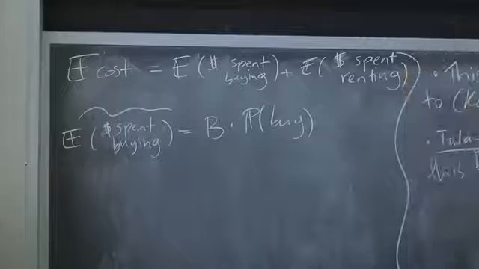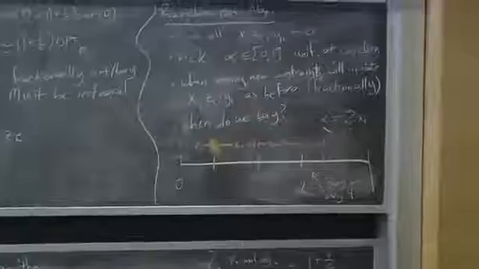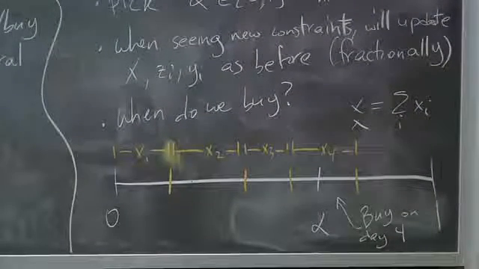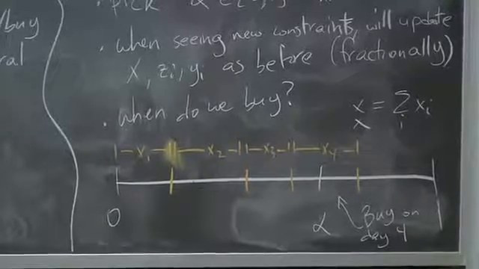And what's the probability that I buy? Well, let's say x is the sum of the xi, so x is right here. So the probability that I buy is the probability that alpha is less than or equal to x, which is exactly x.